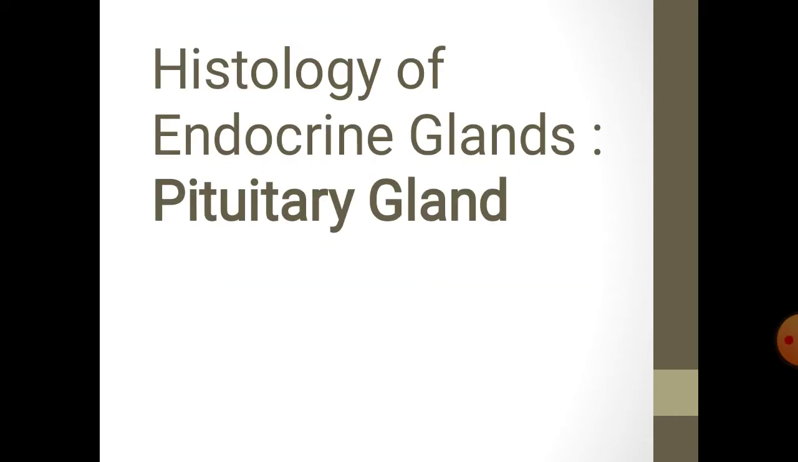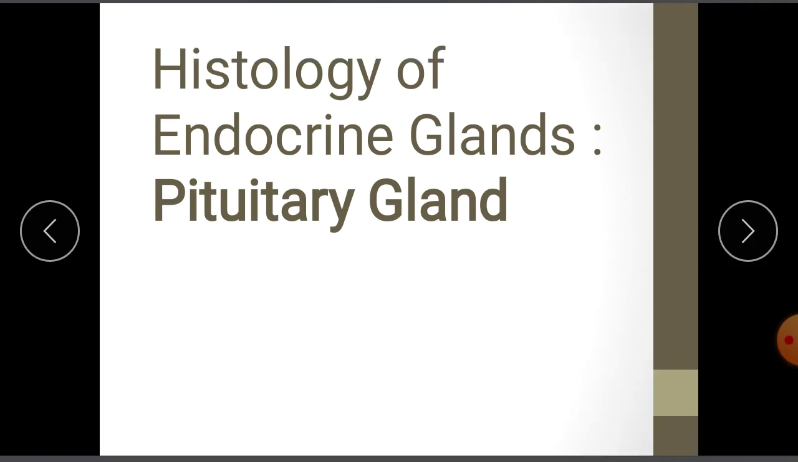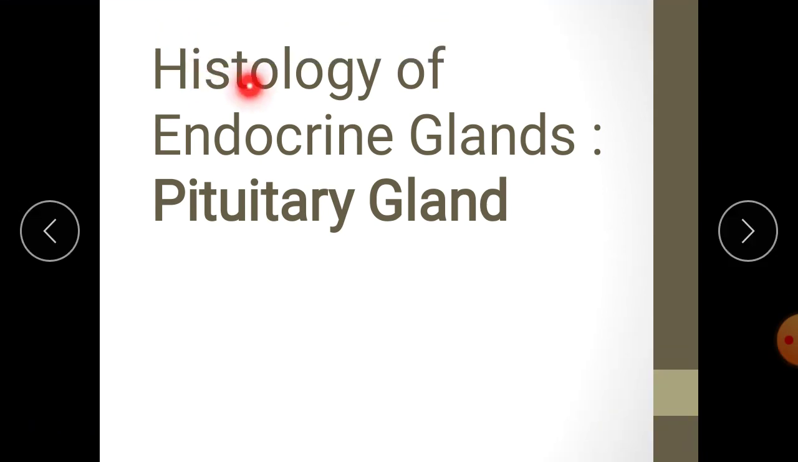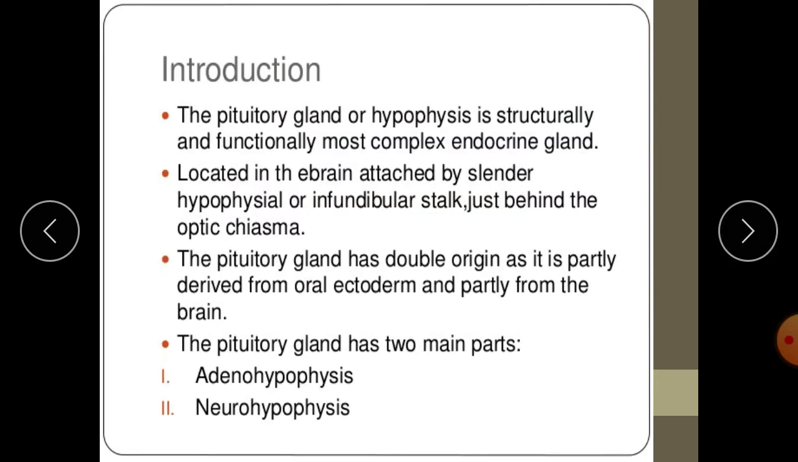So today I am going to discuss the histology of endocrine glands. In that, the first endocrine gland is the pituitary gland. The pituitary gland, or hypophysis, is structurally and functionally the most complex endocrine gland.